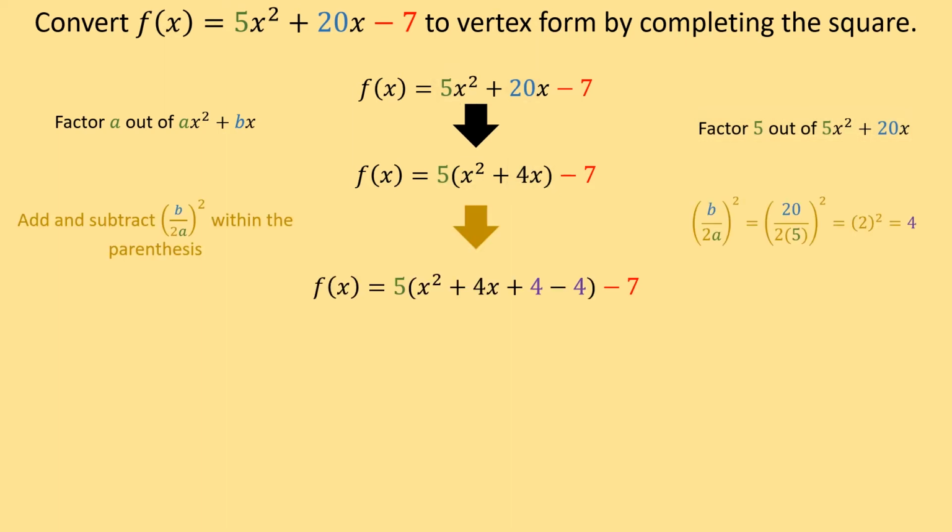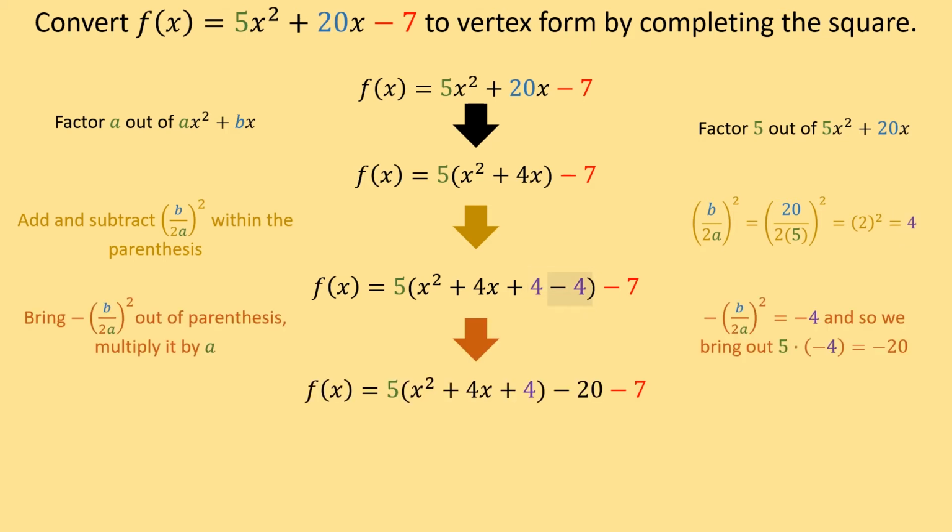Next, we're going to add and subtract b over 2a squared within the parentheses. And so if we calculate what b over 2a squared is, we get 20 over 2 times 5, squared, which is equal to 2 squared, which is equal to 4. And so we're going to add and subtract 4 within our parentheses.